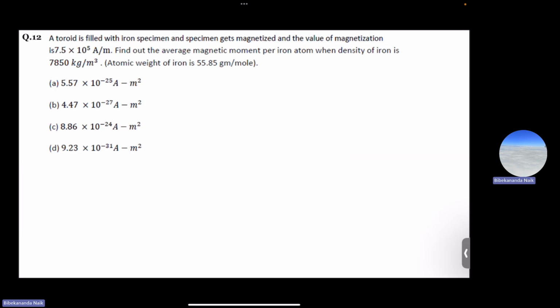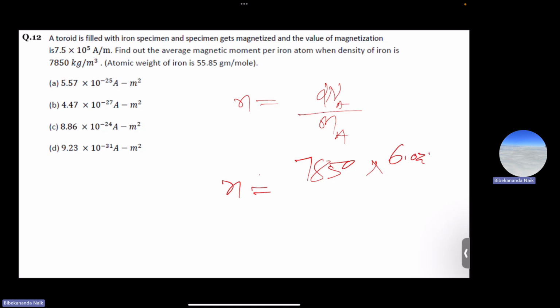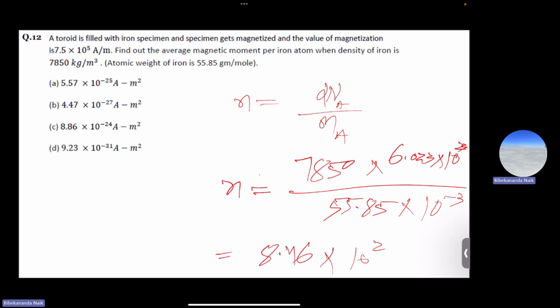If you see, we know the density, so the atomic number density we can calculate from the relation: number density N equals density times Avogadro's number divided by mass. So N will be 7850 into 6.023 into 10 to the power 23, divided by the atomic mass, 55.85 gram per mole. In terms of kg, it will be 55.85 into 10 to the power minus 3. So the number density will be 8.46 into 10 to the power 28 per meter cube.